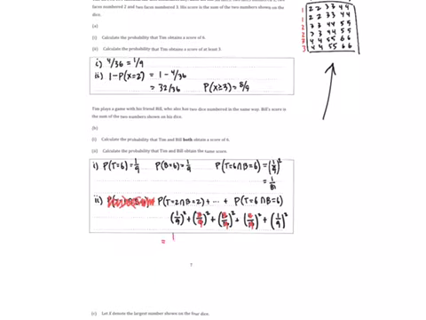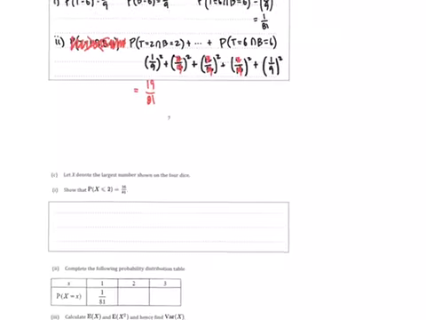But our calculation ends up being 19 out of 81 if we were to reduce those fully. So the probability that they obtain the same score would be 19 out of 81. All right, let's move on to part C.